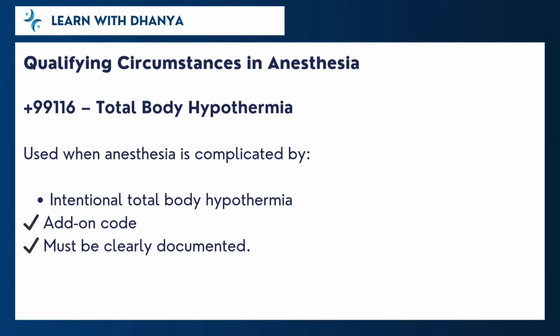Second comes plus 99116, total body hypothermia, which means decreased body temperature. Even if the patient has decreased body temperature, if anesthesia is given, then 99116 should be given as an add-on code along with the anesthesia code.